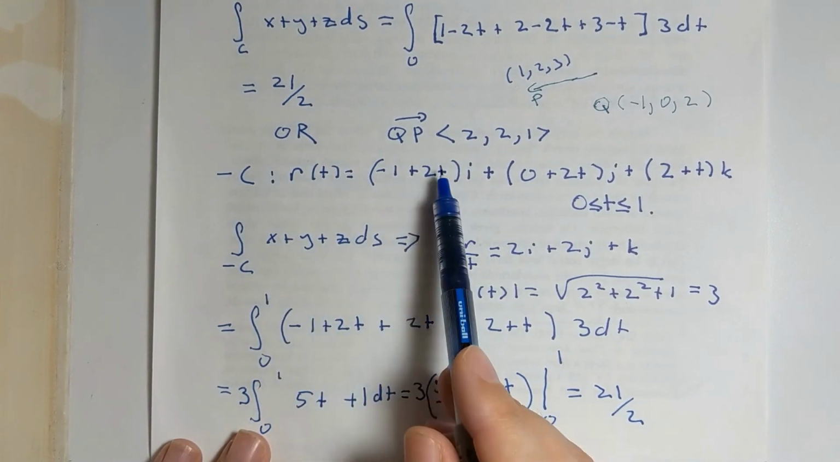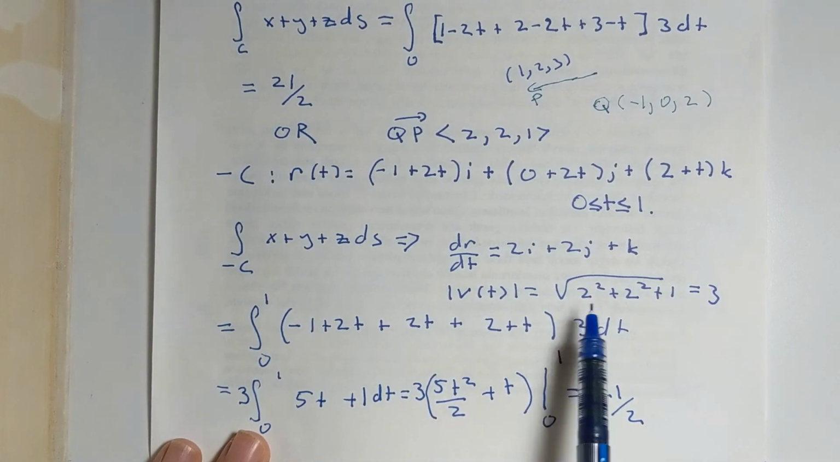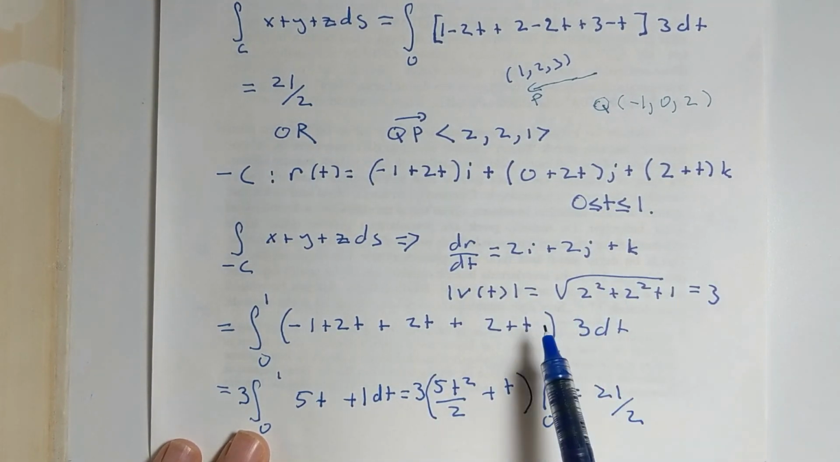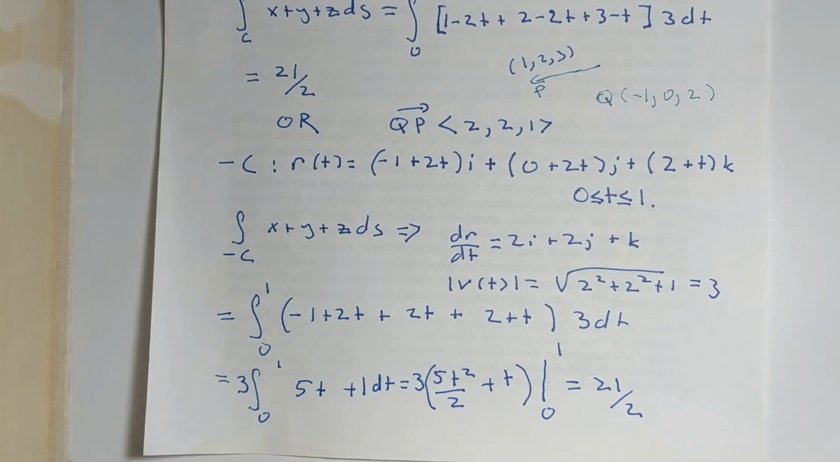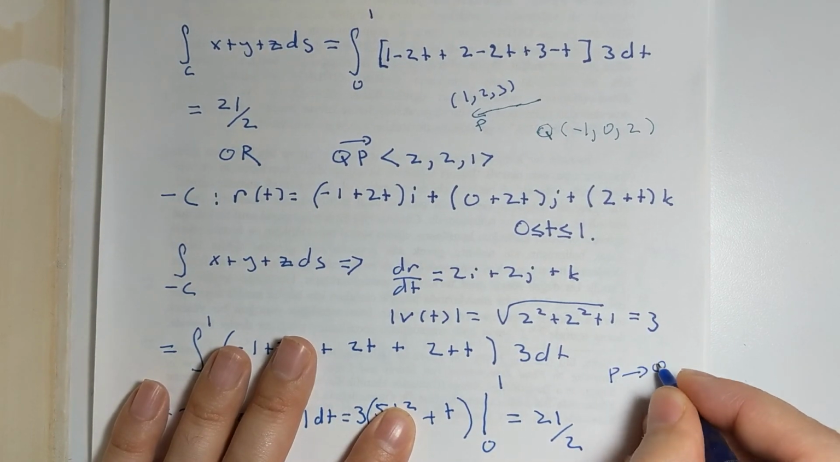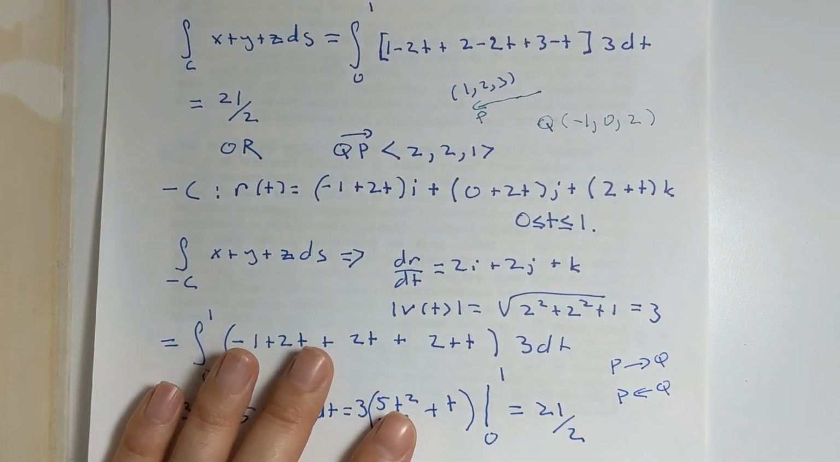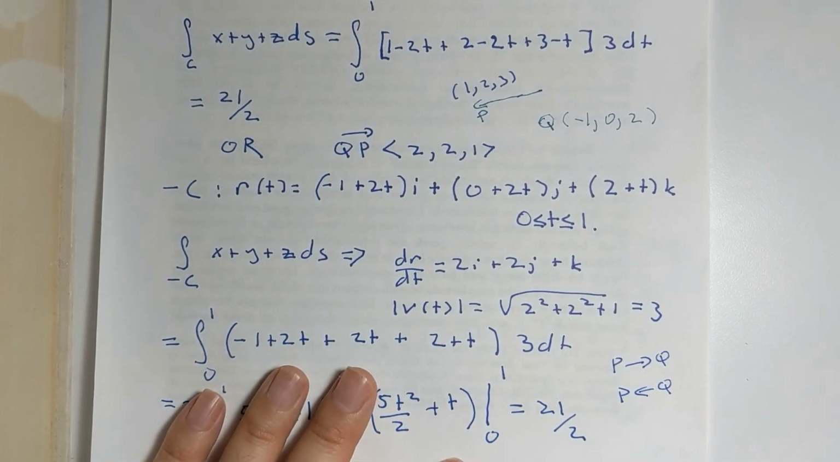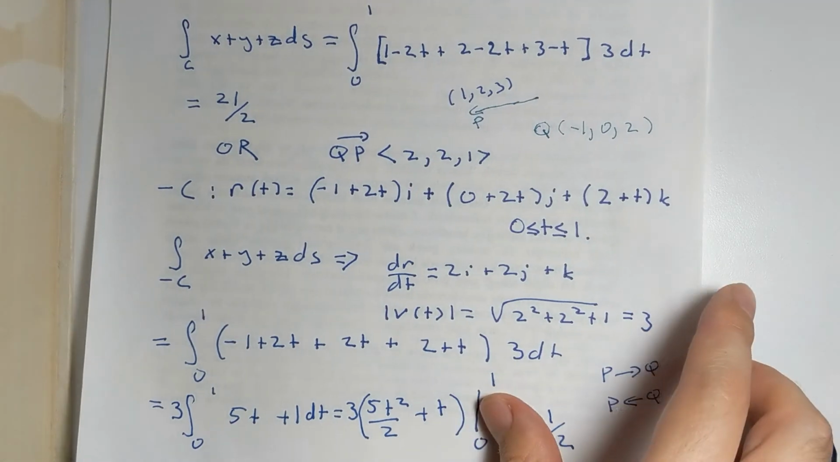So I just plug in, I get x from here, y from here, z from here, and for ds, we do 3 dt. Evaluate, and you again get 21/2. So whether you go from P to Q or Q to P, when you're doing a line integral, it does not matter. But when you're doing a work integral, because you have the dot product in there, it matters. You get a minus sign if you reverse the direction. All right, that's all I want to say.